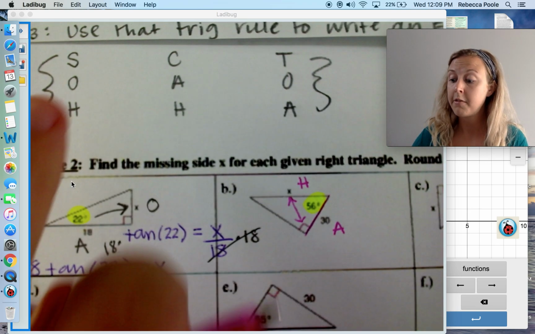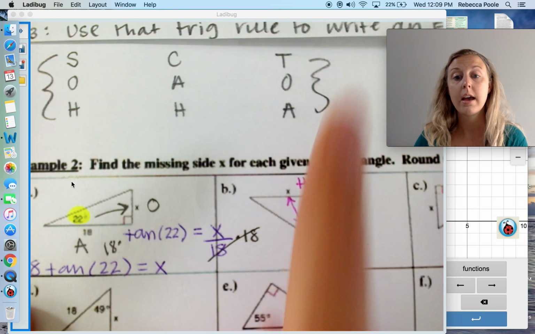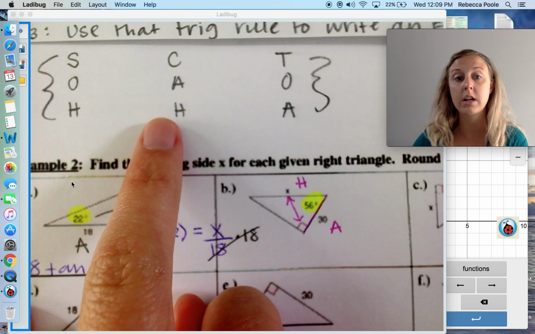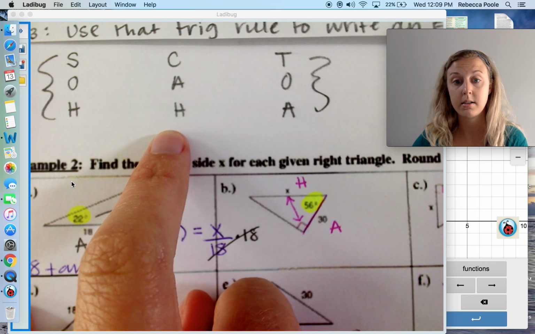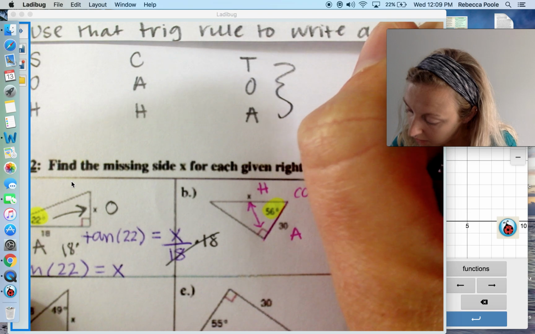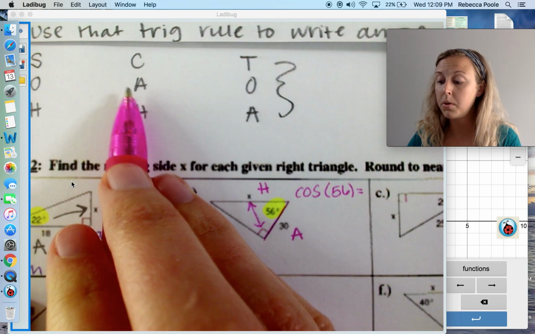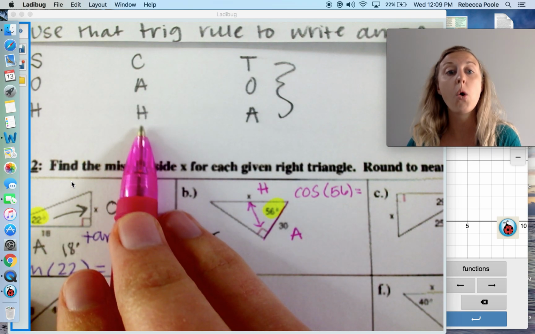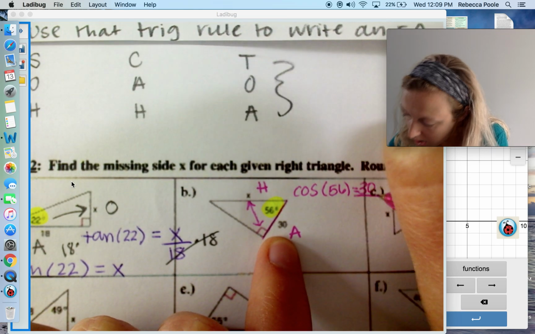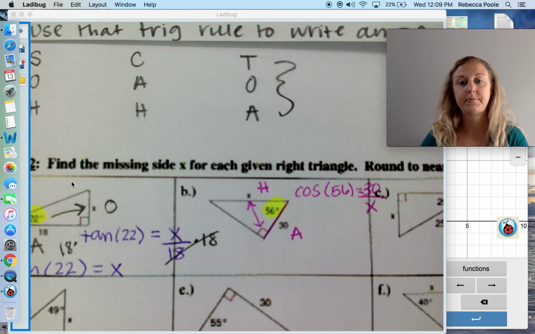Step two, figure out which one we use, sine, cosine, or tangent, if we need the adjacent and the hypotenuse. Well, A and H is underneath cosine. So remember from yesterday, I do cosine of the angle, which was 56, and it should equal the adjacent over the hypotenuse. So the adjacent side was 30, over the hypotenuse was X.